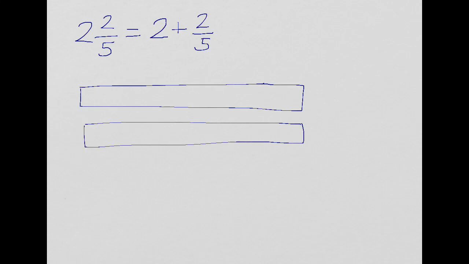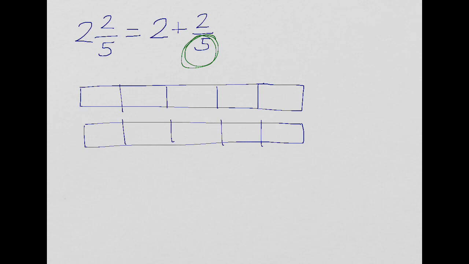And I want to divide those into fifths. And the reason I know it's fifths is that's my denominator here. So this denominator is really informative in helping us to understand how to divide our bars. So we are going to divide these into fifths.